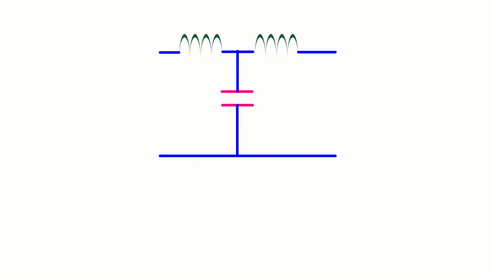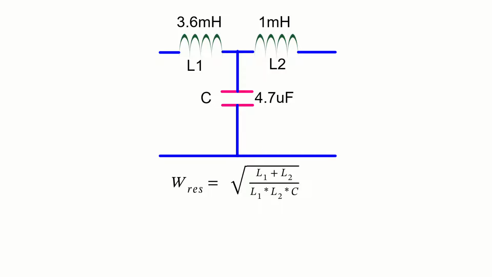Now I'll provide you with the LCL filter values used in the simulation. I won't go over the design of the LCL filter here because I've already covered that in one of my previous videos. The inverter side inductance value is 3.6 mH, the grid side inductance is 1 mH, and the capacitance is 4.7 microfarads. We can calculate the resonant frequency of the filter from these values using the equation, the square root of (L1 plus L2) divided by (L1 L2 C). After substituting the values, we find the resonant frequency to be 2624.37 Hz. I'll use this value during the simulation.